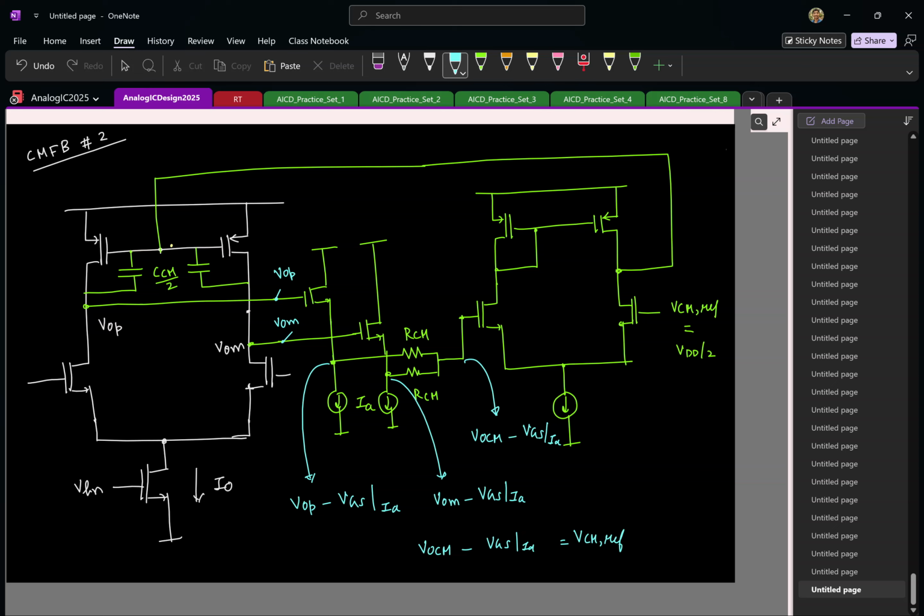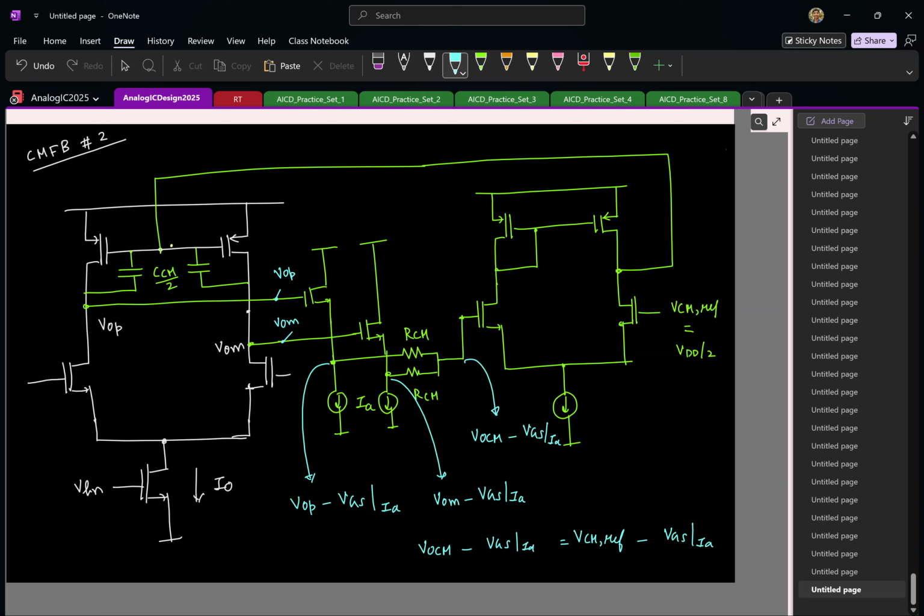And of course this is not what you want, right? So what is the simplest fix for making sure that my VOCM is set to VCM ref and not VOCM minus VGS? Yeah, the idea is you put another buffer here, and make sure that this is not getting equated to this, but instead this is getting equated to VCM ref minus VGS.